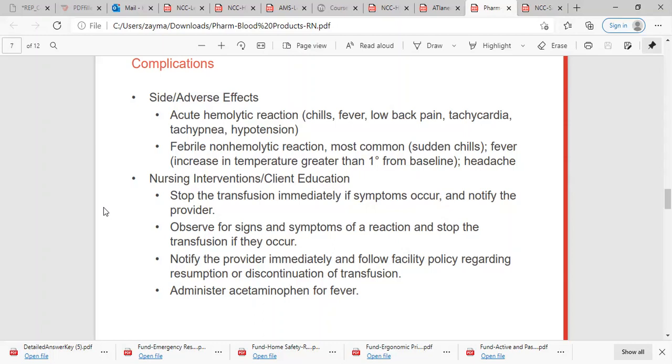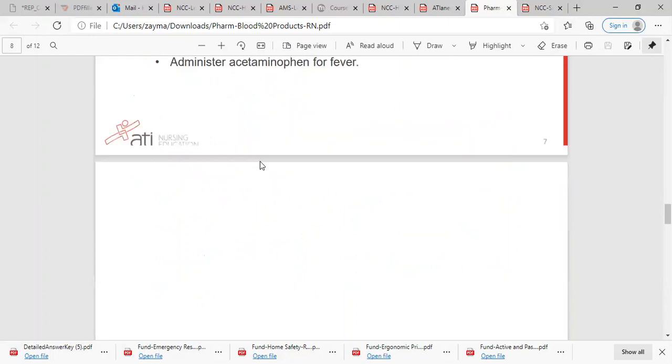The other thing is febrile reaction. This is actually most common. So remember, when we're transfusing blood, you should be checking the vital signs every 15 minutes, and an increase in the temperature greater than 1 degree from the baseline vitals you take prior is going to be a sign of febrile reaction. So any reaction, no matter what the case may be, you're going to stop the transfusion. If you're infusing a medication IV and they have a reaction, stop the transfusion, protect the patient first, observe for signs and symptoms, and then you're going to follow the facility protocol. If they have a fever, you need to treat that with Tylenol.